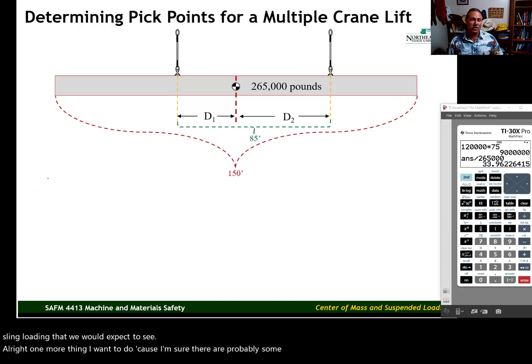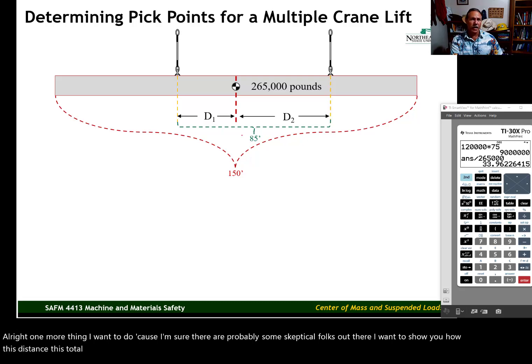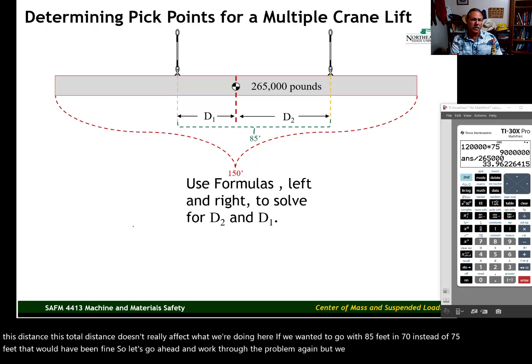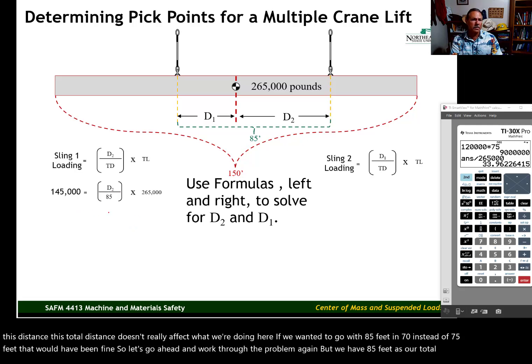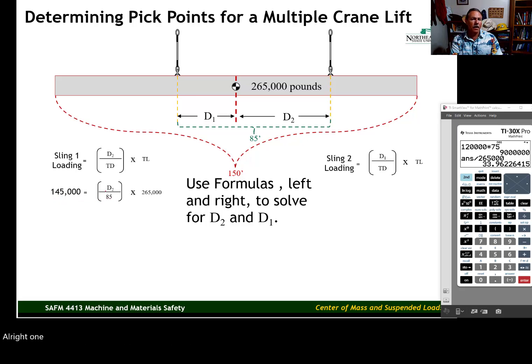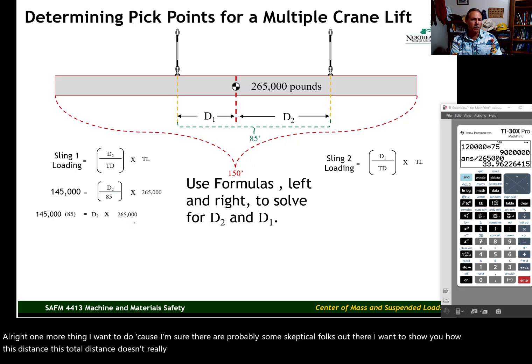All right, one more thing I want to do, because I'm sure there are probably some skeptical folks out there. I want to show you how this total distance doesn't really affect what we're doing here. If we wanted to go with 85 feet instead of 75 feet, that would have been fine. So let's go ahead and work through the problem again, but we have 85 feet as our total distance. Using the same formulas, plug in 145,000 for sling loading, 85 for our total distance, 265 K is the weight, same as before.